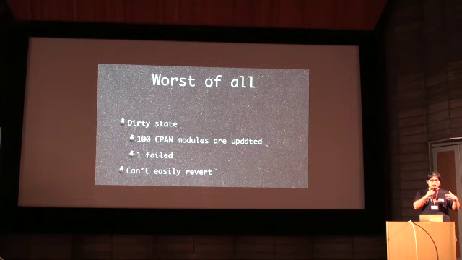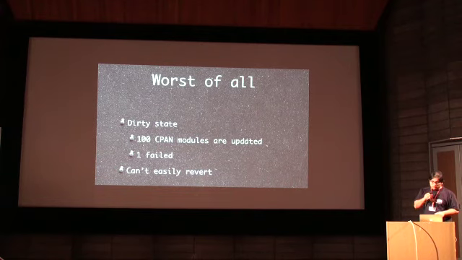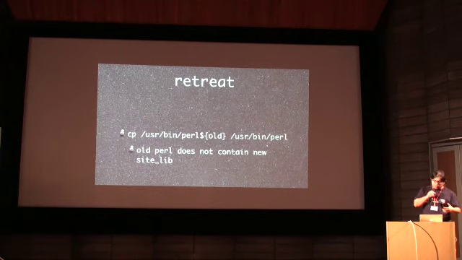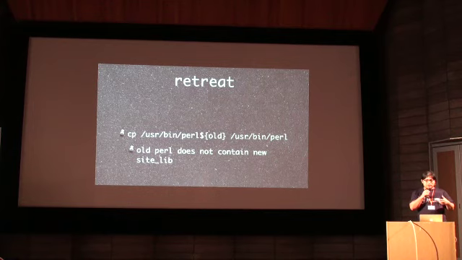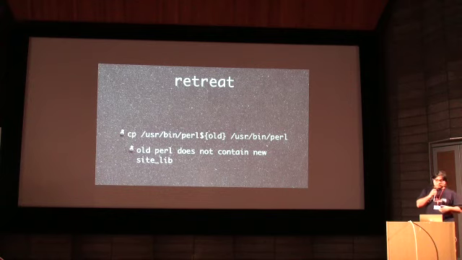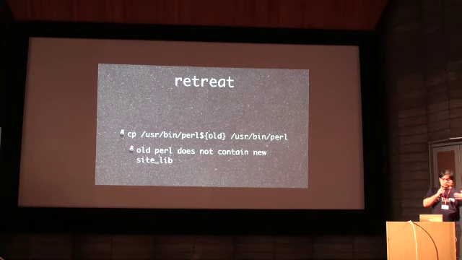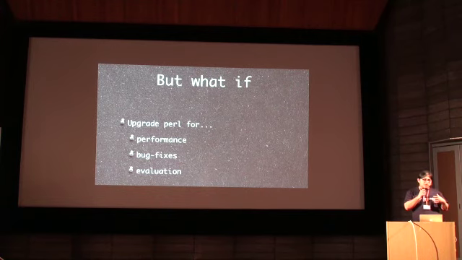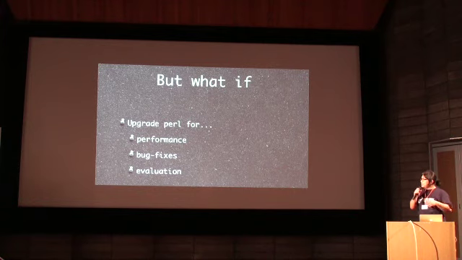I know, because I easily lose track of the modules and the version numbers that I installed. So the only retreat you can do is just to revert to the previous version of Perl that you manually upgraded, because the old Perl does not contain the new sitelib. So yeah, basically you just give up everything and do a full retreat. But the thing is, quite often I really want to just use the new Perl, because the new Perl has better performance in general. It just runs my program faster.